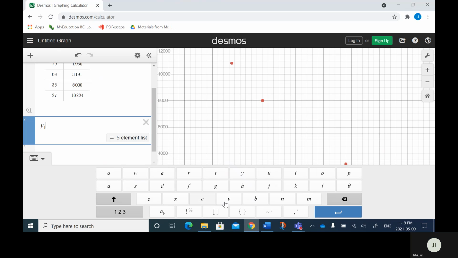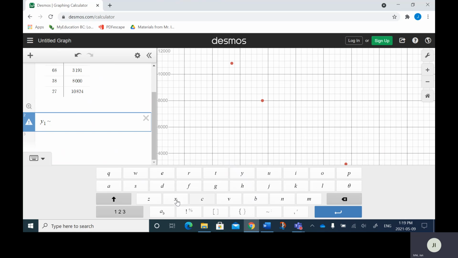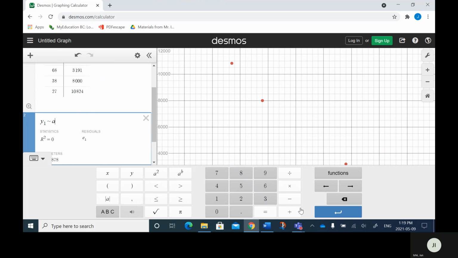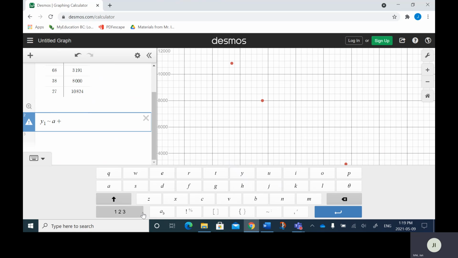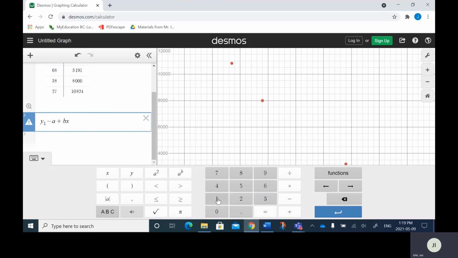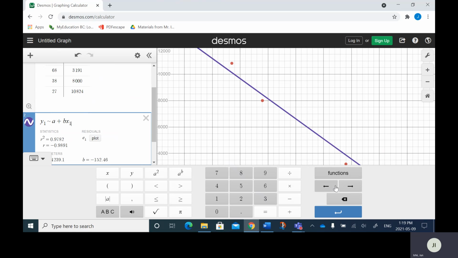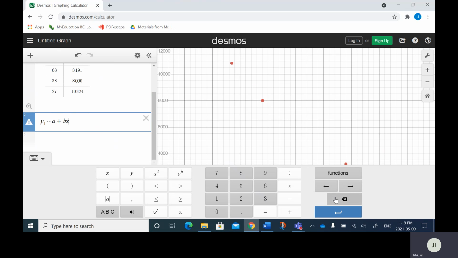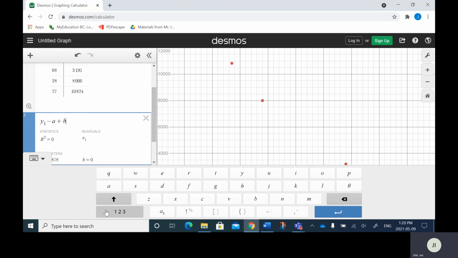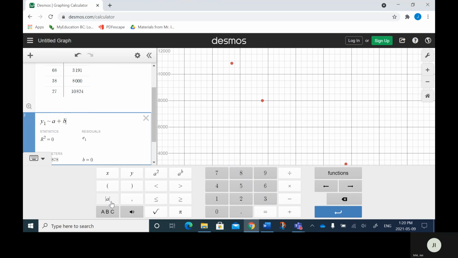Right arrow. All right, so it was a plus b x subscript 1. Nope, that's it. I totally forgot about the log. All right, so we need to type in.